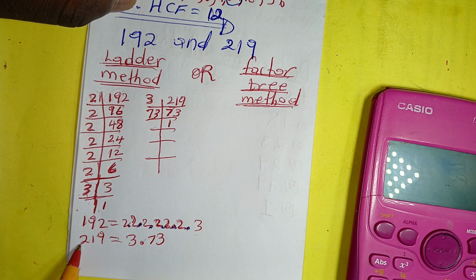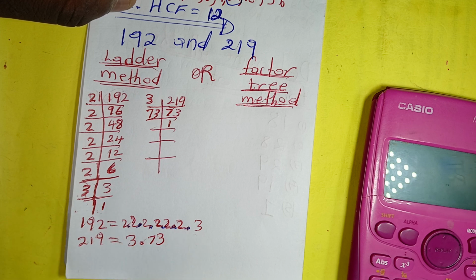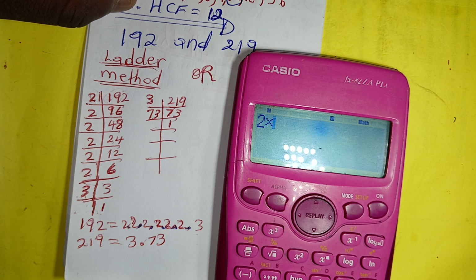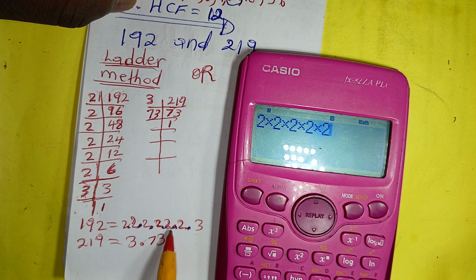Even this one we should get 219. So let's multiply all these to check that we get that answer. Say 2 multiplied by 2 multiplied by 2 multiplied by 2. How many 2's? 1, 2, 3, 4, 5, 6. And then multiply by 2, multiply by 3. Do you see? For this one it will be 3 multiplied by 73, which is correct.